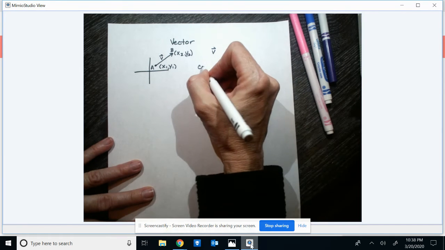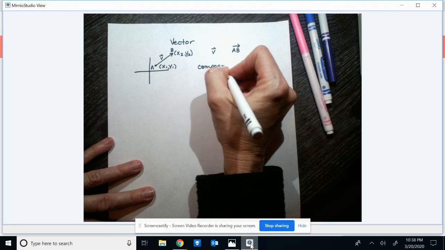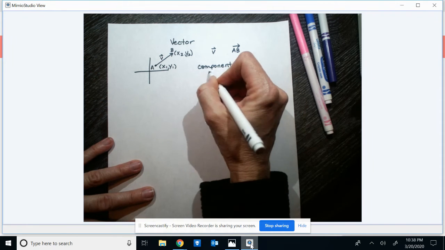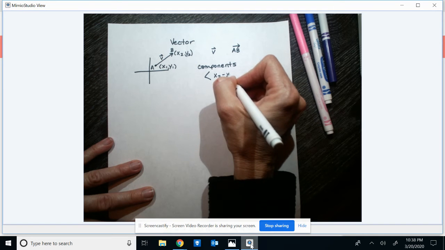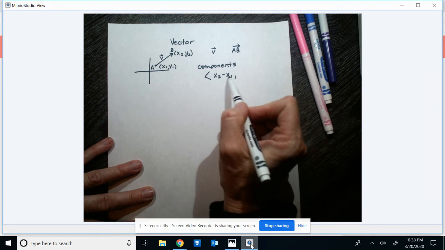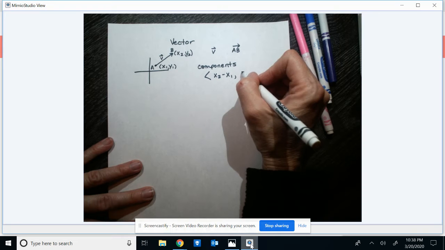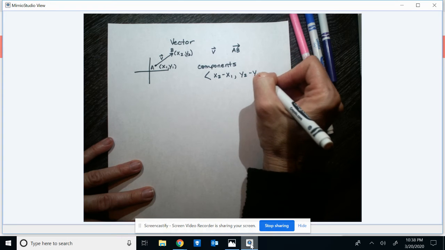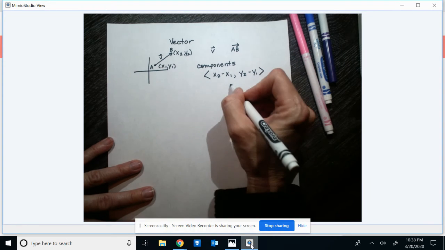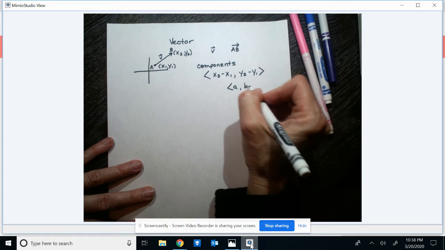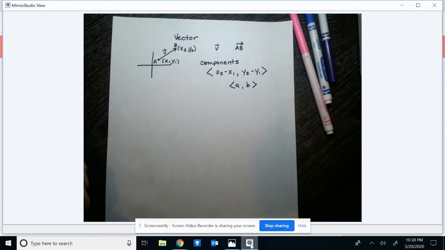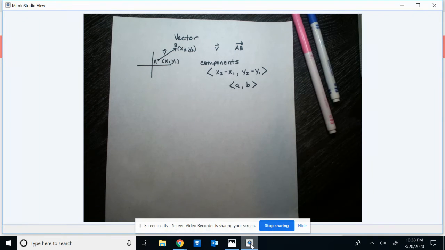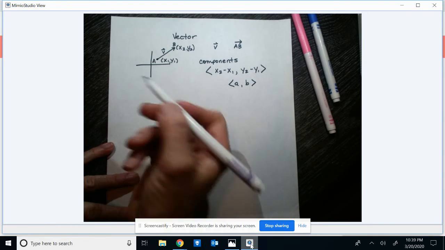So if I'm asking you for the components of the vector, the formula is, it has a little arrow, and it is x sub 2 minus x sub 1 for the A value, and y sub 2 minus y sub 1 as the B value. So in Canvas, you'll see the vector referred to as AB. If I'm wanting to calculate the components of this vector, I would have to give you 2 points.